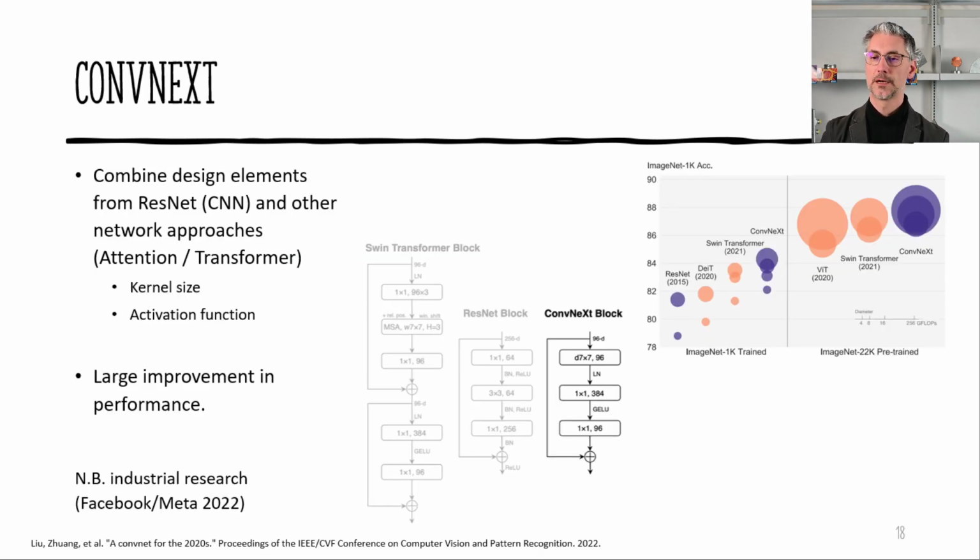And as a large example, this is ConvNeXt that was released in 2020. They combine many design elements from ResNet, for example, and other network approaches. And again, here the idea is that we combine different elements of convolutional neural network layers in a better way than before, and this can lead to a large performance improvement. Notice that this was, for example, done in industrial research by Facebook and Meta and not in academic research.